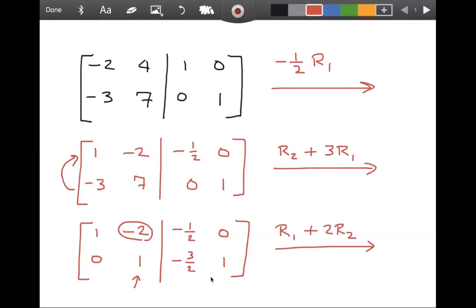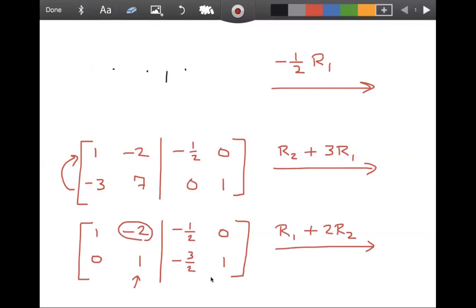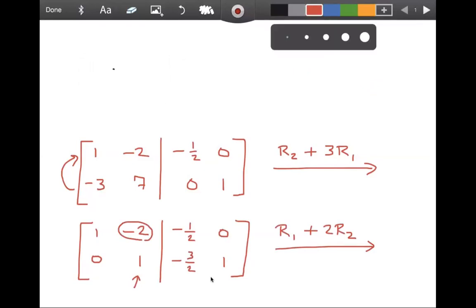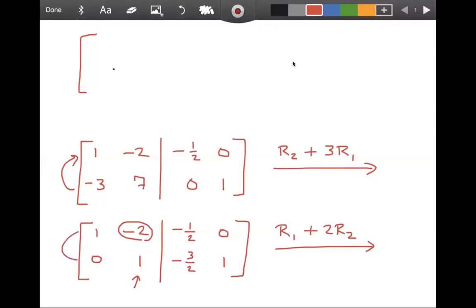All right, and I think what I'm going to do, just to make this a little easier to follow, is I will erase this up here. Okay, so let's talk about the new and improved row 1. All right, so remember we're doing row 1 plus 2 times row 2. So 1 plus 2 times 0 is 1. Negative 2 plus 2 times 1 is 0. That was the whole point.